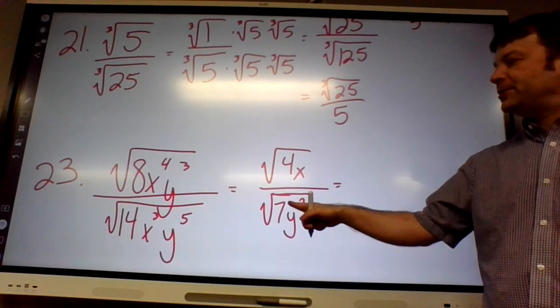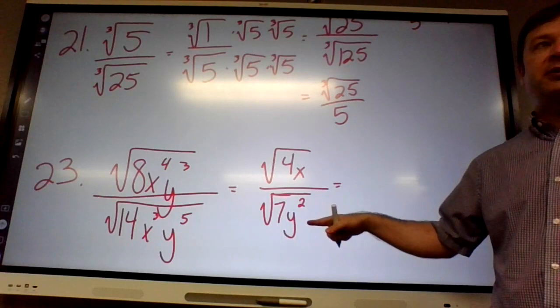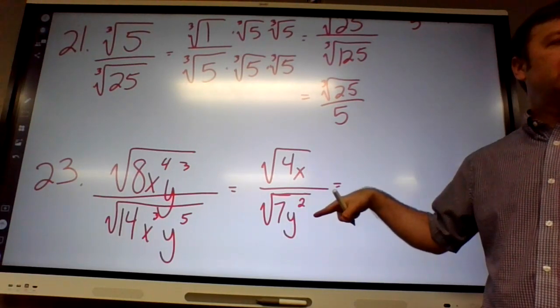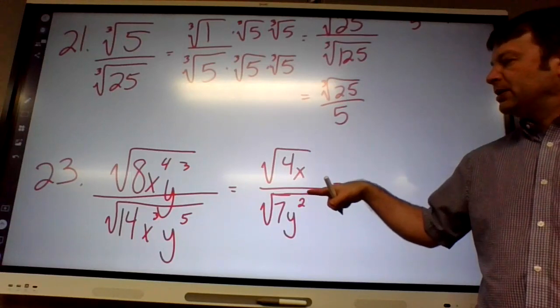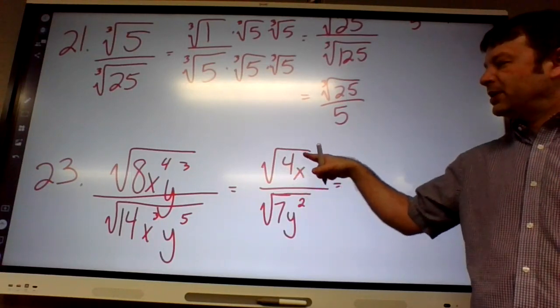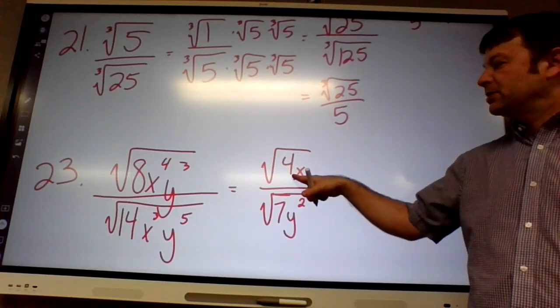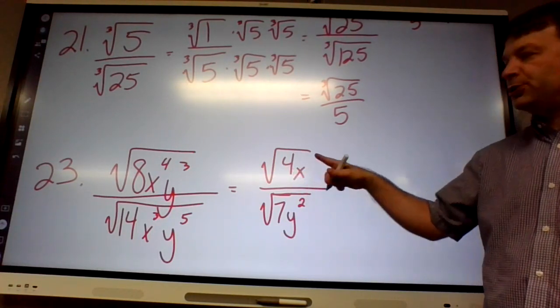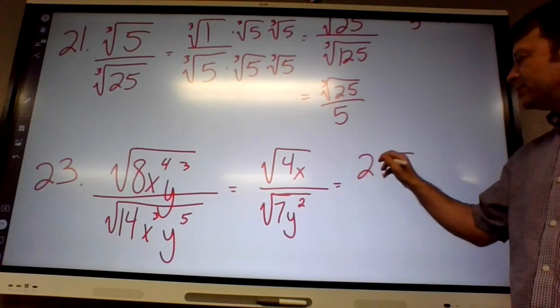Before I try to fix the bottom, there's something else that I see that we can do. You guys see it? Oh, you can take the y out. Take the squared out. You can reduce it. It's 2, square root of 4 is 2. So it's 2 square root of x.